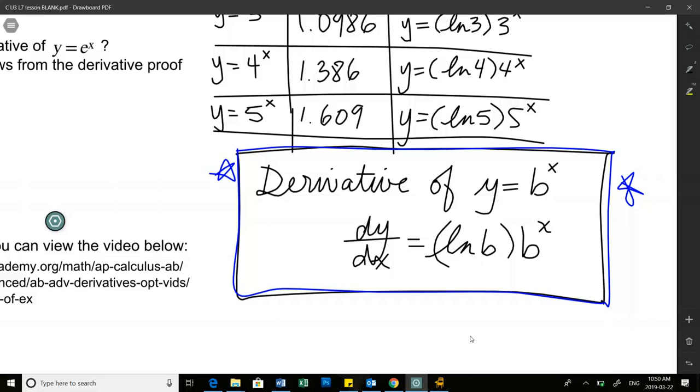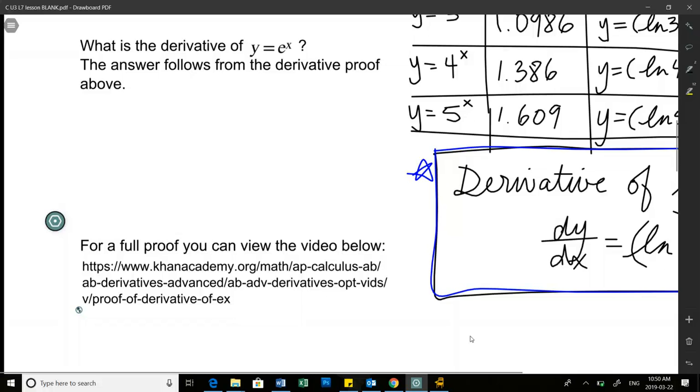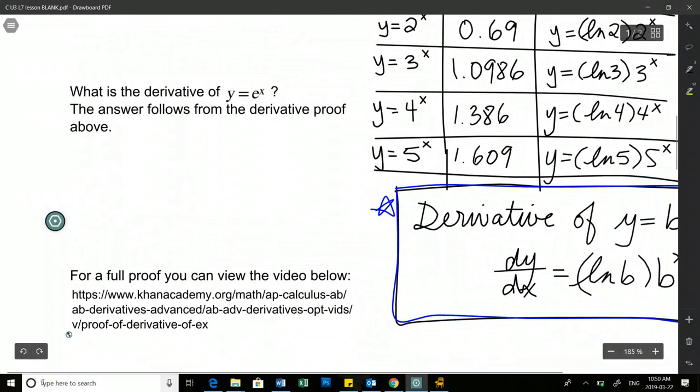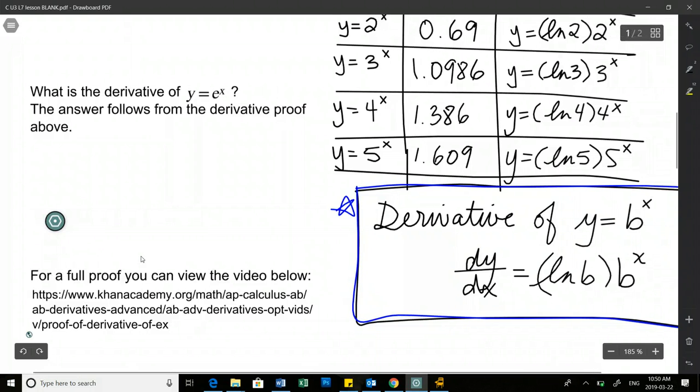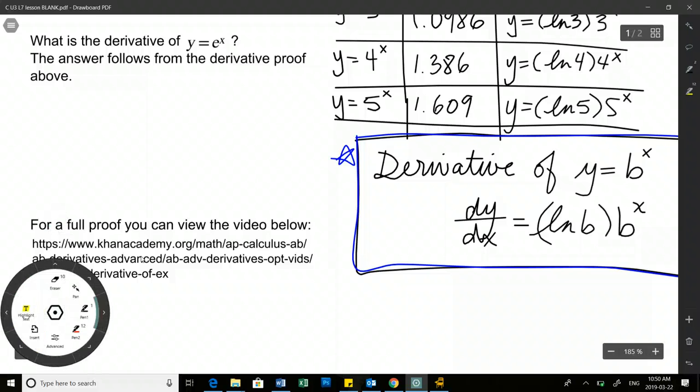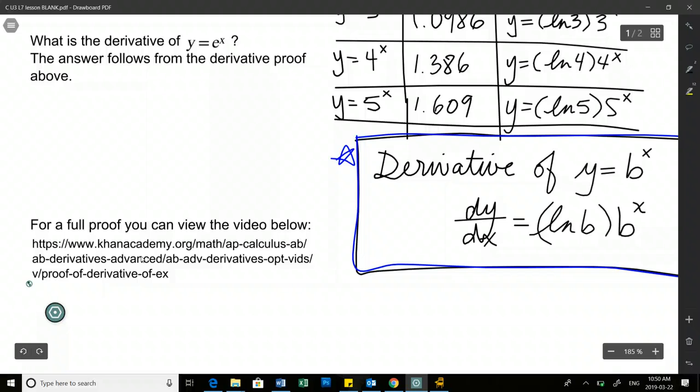Okay, so because I've already proved this, I can actually use this to prove the derivative of e to the x. Because my derivative is for an exponential function, I can also use this for my special exponential function e to the x. So this is just a really quick proof that if I've proven this, I can use it.